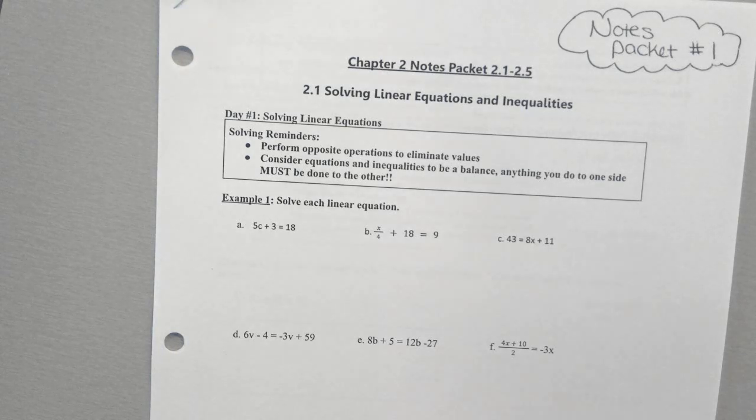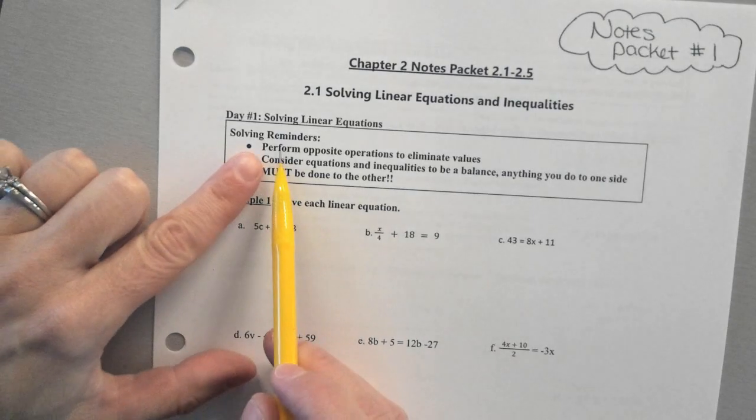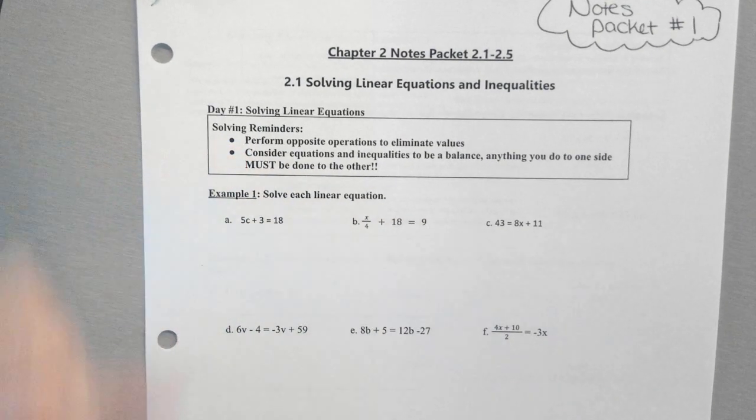A look at number 1. So number 1's not too bad. When I look at number 1, again, use the same strategies we've been using. If you look up top, I put some reminders. Opposite operations to eliminate values.